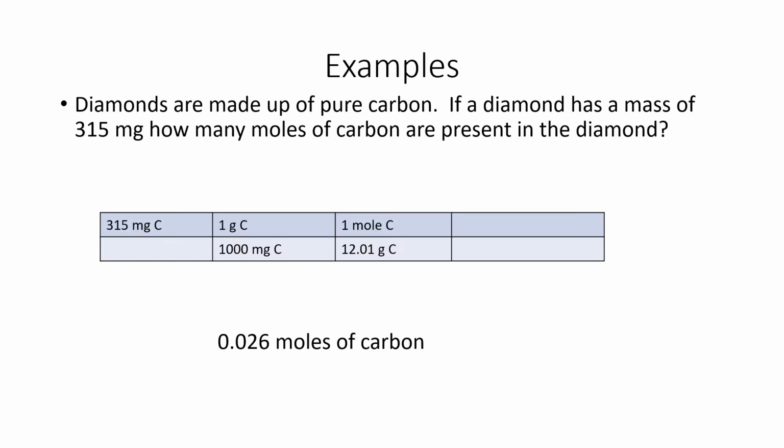I want to do some examples of how to use that information. And here's our first real chemistry problems. We've done some unit conversion problems previously in the first unit of the course. Well, now we're using that technique to solve more chemistry specific problems. So here's our example. Diamonds are made up of pure carbon. If a diamond has a mass of 315 milligrams, how many moles of carbon are present in that diamond?